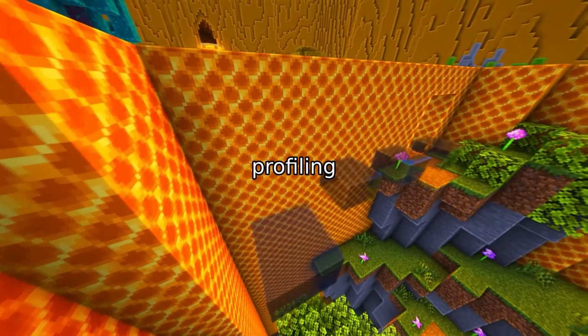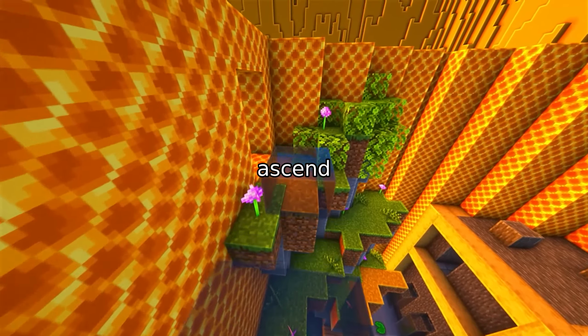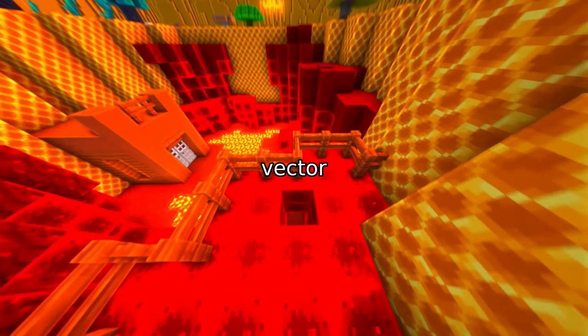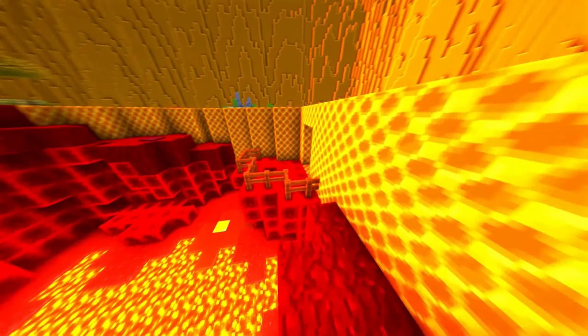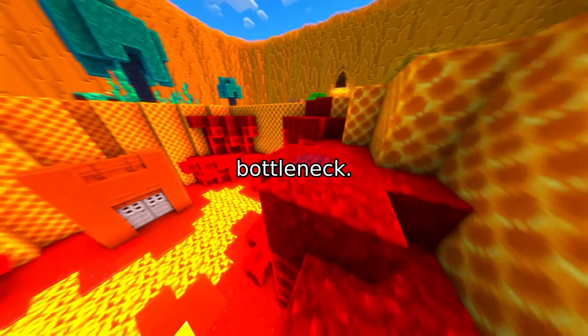To put this in perspective, profiling of a video generation model on Ascend 910B hardware shows that vector operations account for about 22.5% of the total computation. And of those vector operations, RoPE alone contributes 44%. This is a massive bottleneck.